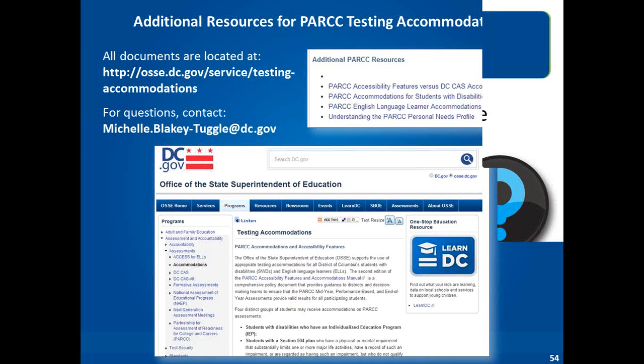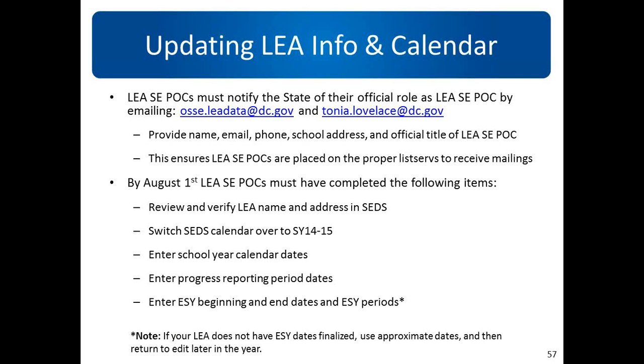And of course, please make sure your calendar has been switched over to this school year, that your dates are correct in the calendar, 4 progress reporting periods plus 1 ESY reporting period. And if you don't know your ESY dates, just guess and then go back and amend them later, because you got to have something in there for this school year.